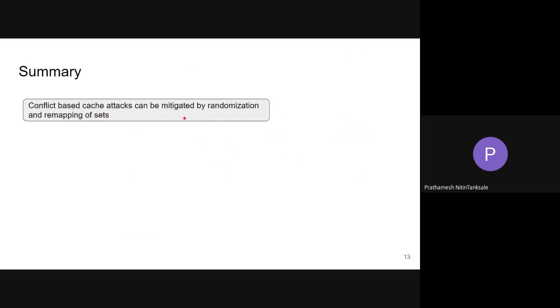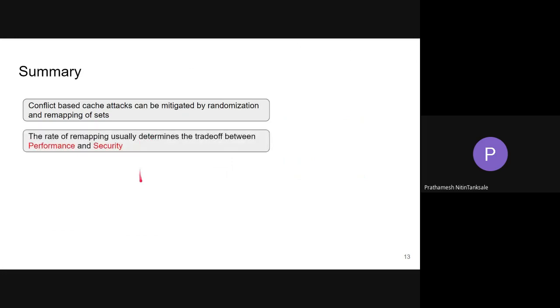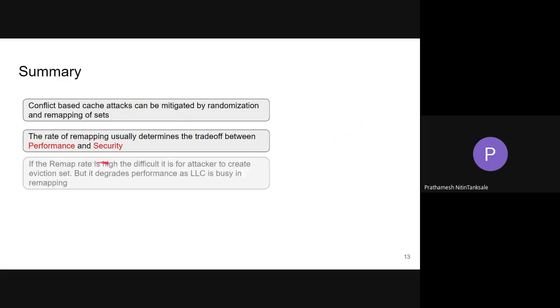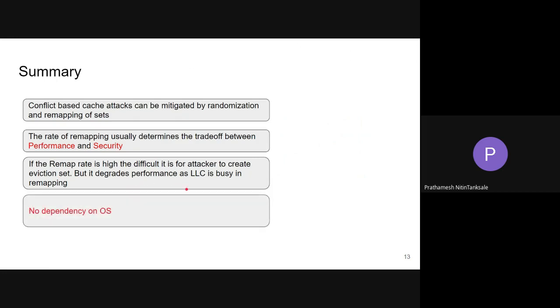Conflict-based cache attacks can be mitigated by randomization and remapping of the sets. The rate of remapping usually determines the trade-off between performance and security. If the remap rate is high, it is difficult for an attacker to create an eviction set, but it degrades the performance of an LLC as it is busy in remapping. And the advantage is there is no dependency on the operating system. So Kalyan, I think in brief I have covered this CEASER.